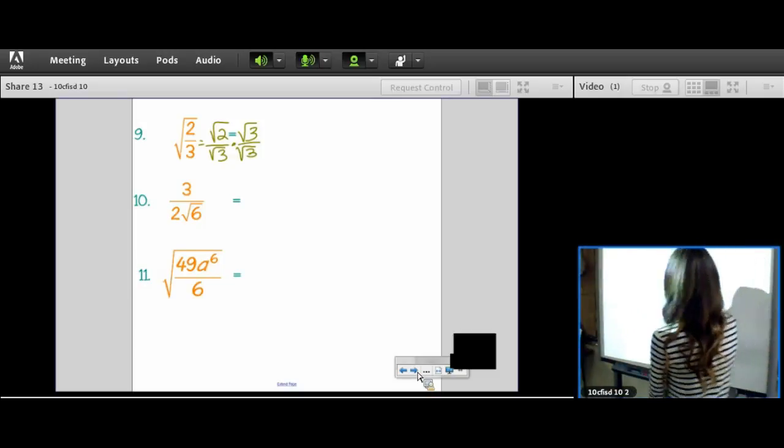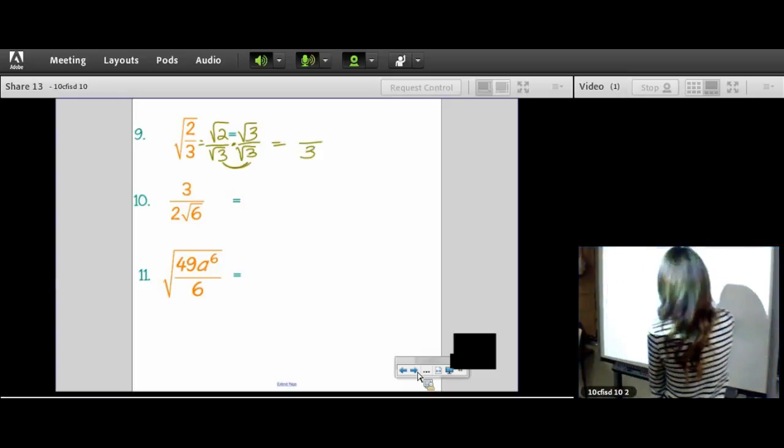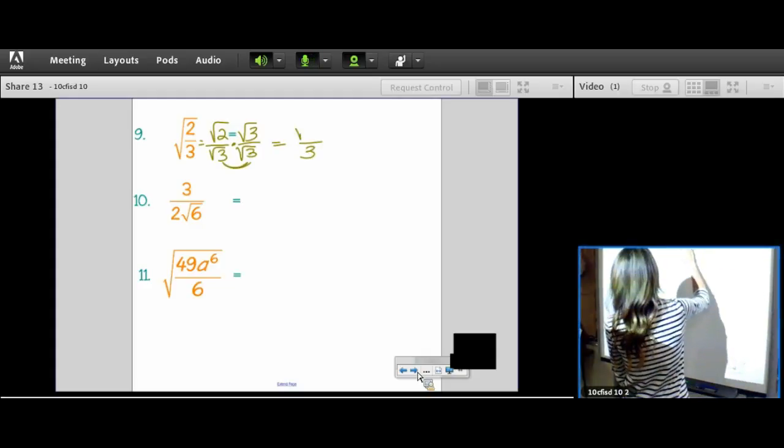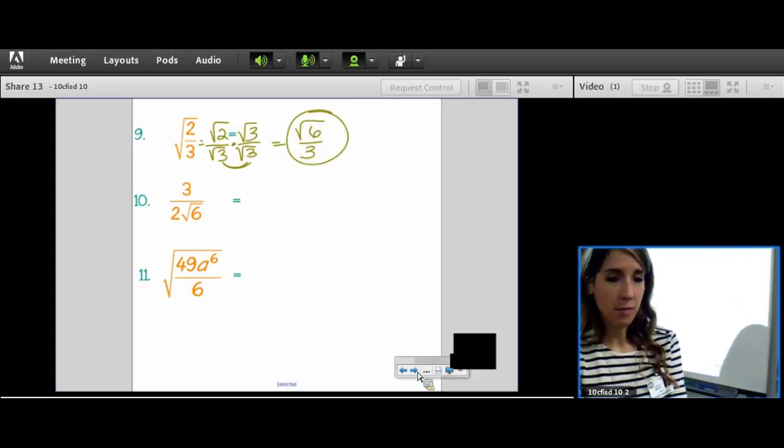Okay, let's multiply through. Let's do the denominator first. Square root 3 times square root 3. 3. Square root 2 times square root 3. I remember from my multiplication rules, I'm allowed to multiply them. I can't add them, but I can multiply them.